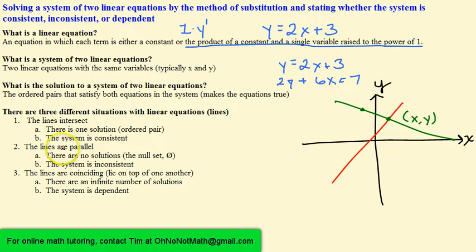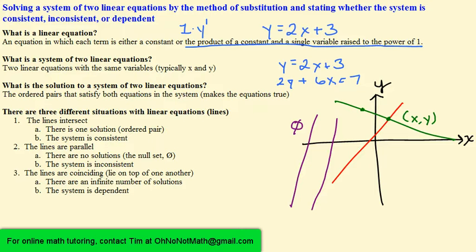Okay, the second case is that the lines are parallel. So let's say you have a linear equation, you graph it and you get a line. You have a second equation, you graph it, and you get a line which is parallel to the first. Well, for that particular system, there are no solutions, right? Because the lines don't cross anywhere. They don't intersect anywhere. So for that type of situation, we would say that the solution to the system is the null set or the empty set. And that's the symbol we use for the null set. And we would say that that system is inconsistent.